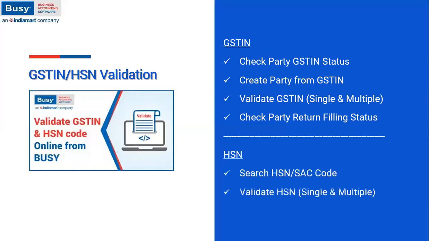HSN validation. You can search the HSN and SAC code for items in inventory, and you can validate in bulk, single and multiple. So this feature is also available, GSTIN and HSN. This is a very advanced feature. All the details will be picked from the GST portal, and there is no need to go to the portal manually. You can check these details in Busy software.